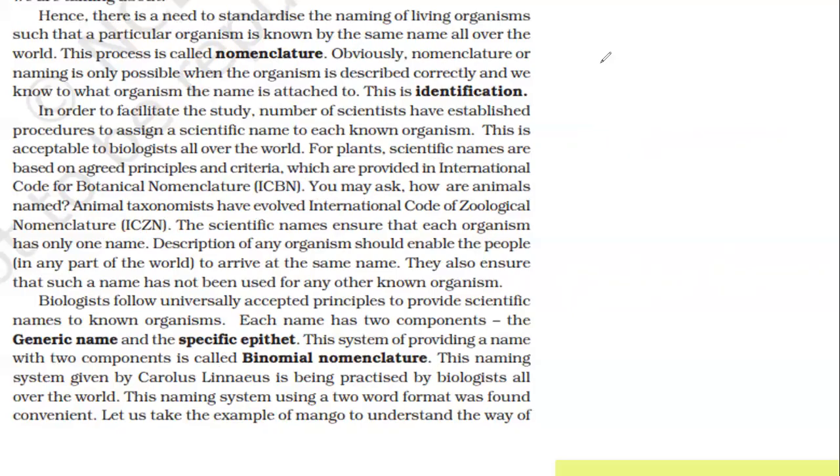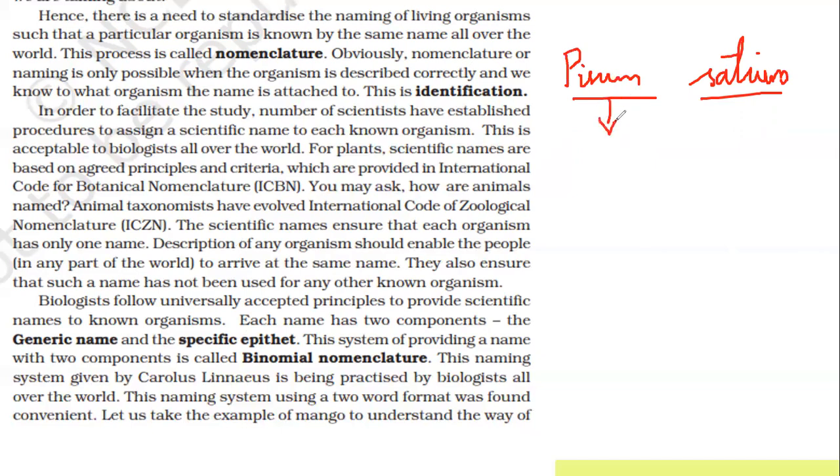For example, a scientific name, Pisum sativum. There are certain conditions to write it. The first letter of the genus name should be capital, and the first letter of the second word should be small. They should be underlined when written. They should be printed in italics in order to show that these words are Latinized. Okay. And each name comprises two components.